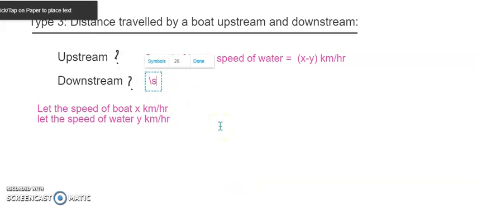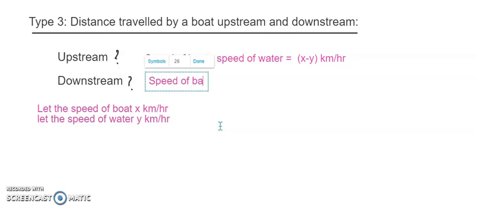Whereas downstream, the boat is moving along the direction of the water. So the speed will increase automatically. When you're cycling and moving in the same direction where the wind is flowing, you don't have to do much. You will be pushed by the blowing wind. But if you're cycling in the opposite direction, then you have to exert extra energy, because the air is pushing you the other way. Same way here, the speed of the boat will add up with the speed of the water, because they are moving in the same direction.